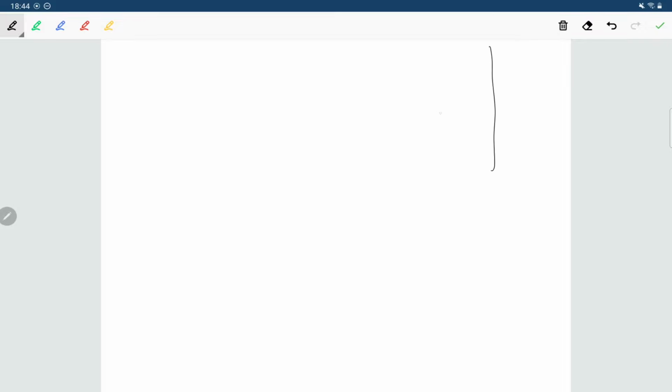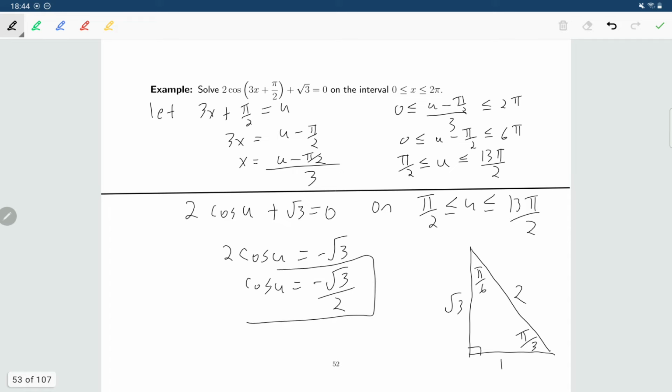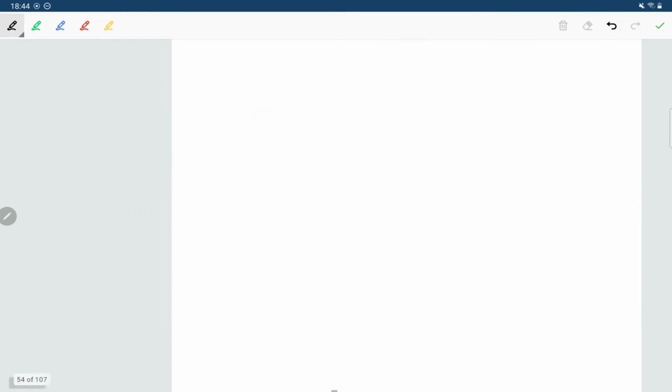The other one would be in quadrant 3 with a reference angle of pi over 6, which is 7 pi over 6. So when I'm thinking about solving this equation, cosine of u is equal to negative root 3 over 2, we can find out that there's actually 2 solutions that we can find right away, which is 5 pi over 6 and also 7 pi over 6.